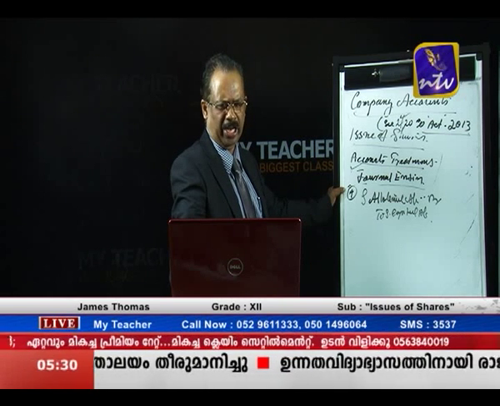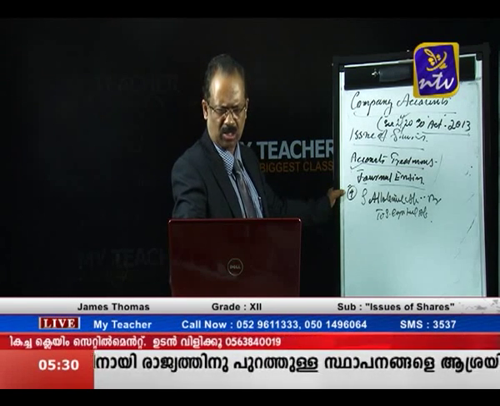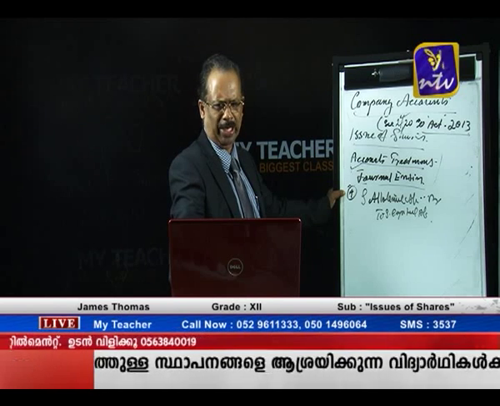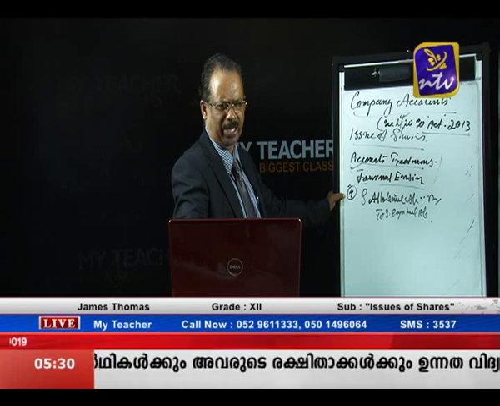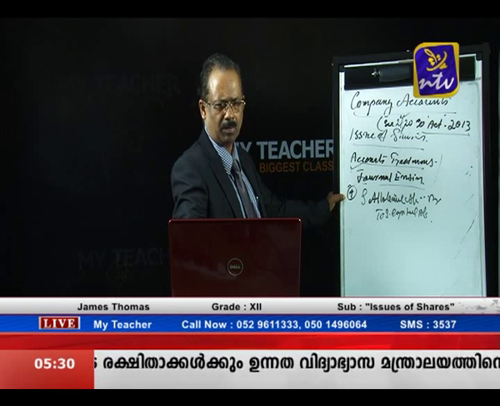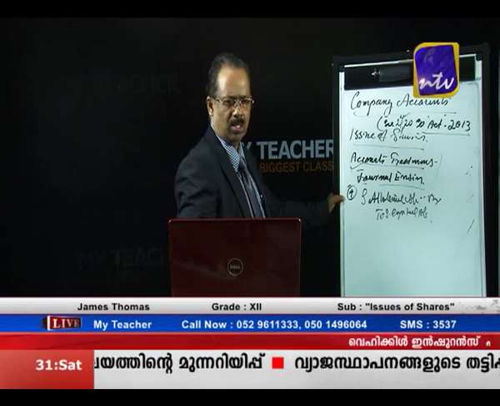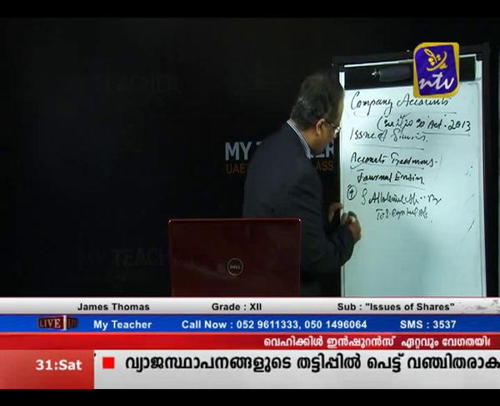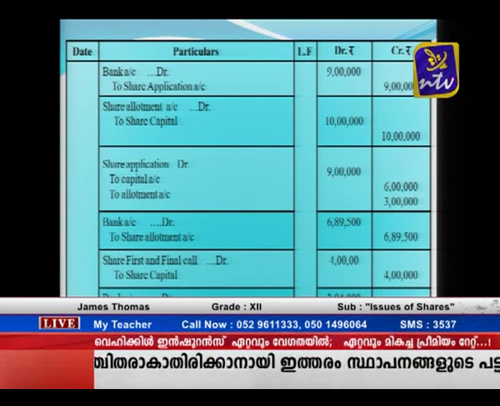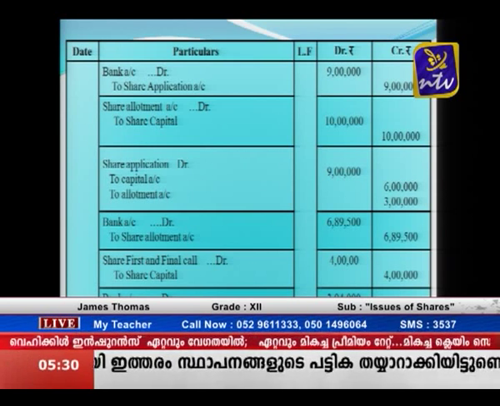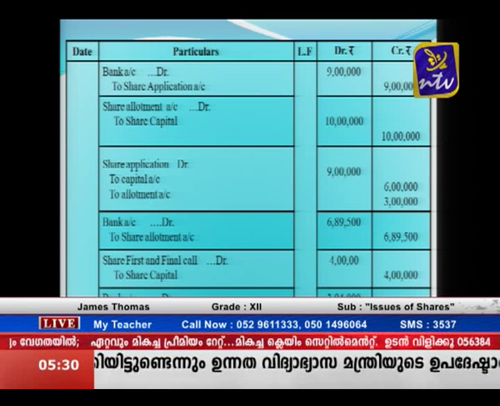So the next point is allotment money received. So what is the journal entry? Bank account debtor to share allotment account. So the fourth entry is allotment money is received. So our journal entry is bank account debtor to share allotment account.